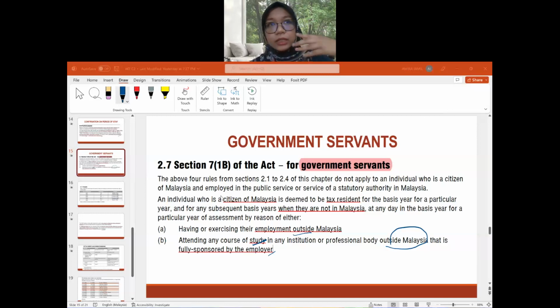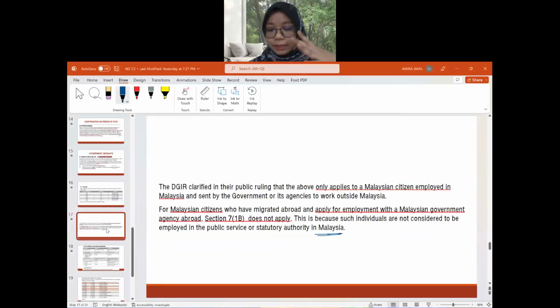But if they have already gone overseas, for example, who is this? Ana. For example Ana, she went overseas. She stayed in the UK for several years, and then while in the UK, she applied for a job in the Malaysian embassy, and she got the job. She does not fall under section 7(1)(b) because she was already overseas, already in the UK, and then she applied.